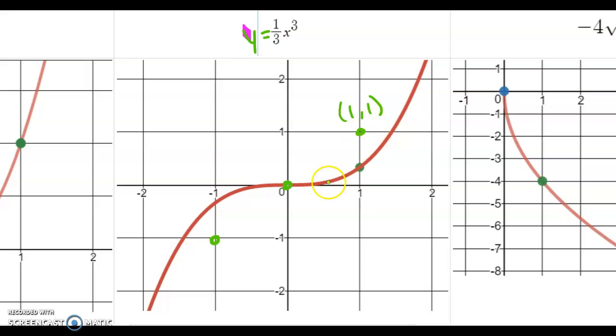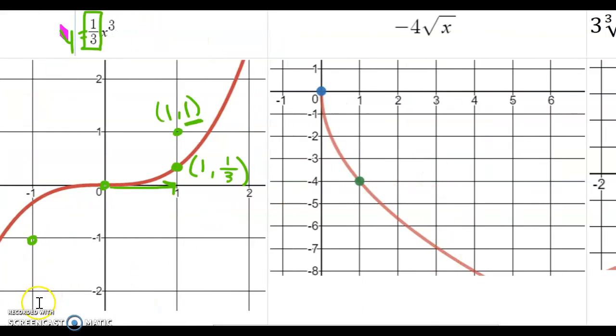And so again, we are going one unit to the right to find this key point, 1, 1, looking at what that y value is, which is a positive 1, and we are multiplying that by our a value. That's going to give us our new point at the same x value, but instead of 1, 1, now we're at 1, 1 times 1/3, which is just 1/3, and that is the point that is graphed here.